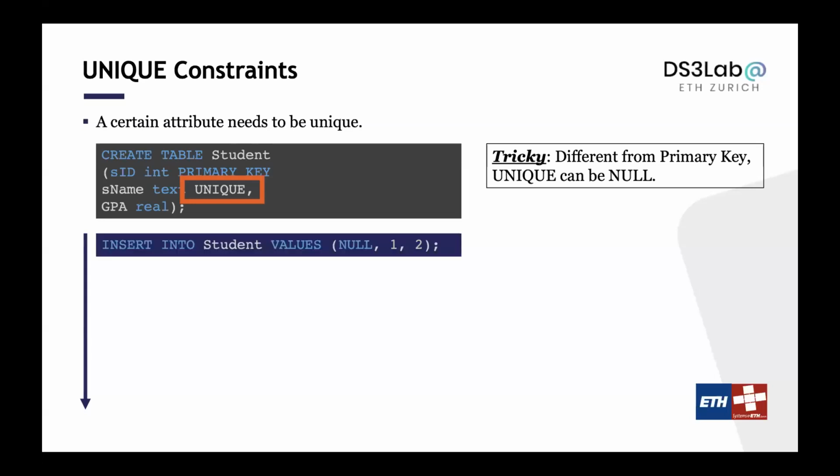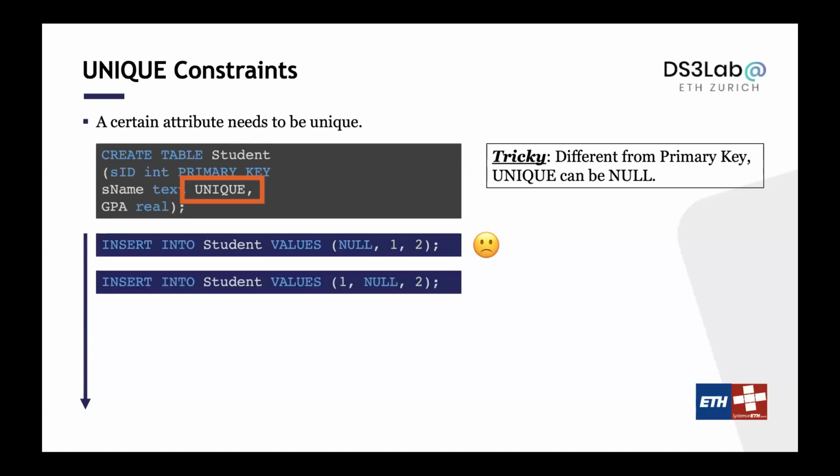Let's look at this example. I have SID as a primary key, and SName as unique. If you do this query, SID is null and SName is 1. The database is of course not going to be okay, because you are violating the primary key constraint by inserting a null value into the primary key. If you insert SID equals 1 and SName null, the database is okay, because 1 is okay for the primary key, and the SName column only has a unique constraint, so a null value is fine.